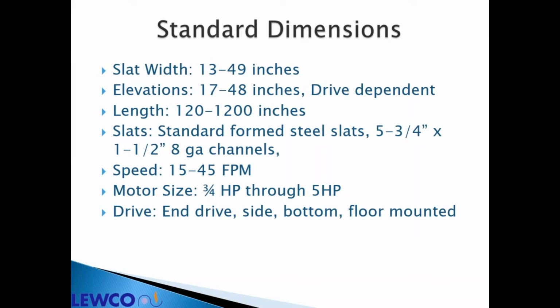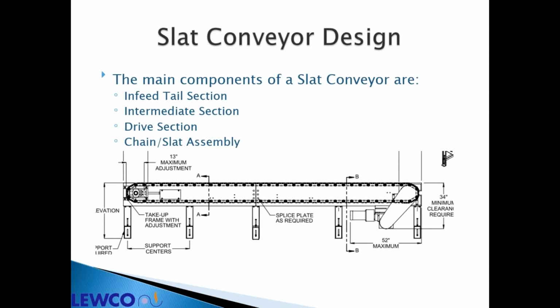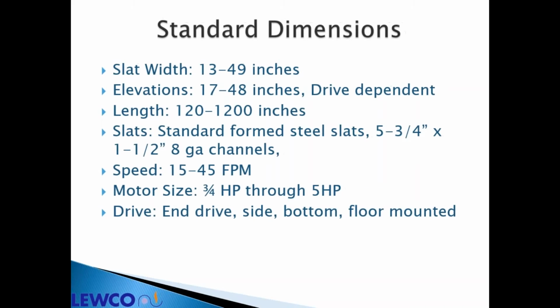So here are the standard dimensions we work off of here at LEWCO. Slat width 13 to 49 inches, elevation 17 to 48, and those all depend on the drive. As you can see here in the previous slide, with that drive, you need to at least be 35 inches, or a side mount will be different. The length 120 to 1200 inches. The standard slats we use are formed steel, 5 3/4 by 1.5, 8-gauge channels.